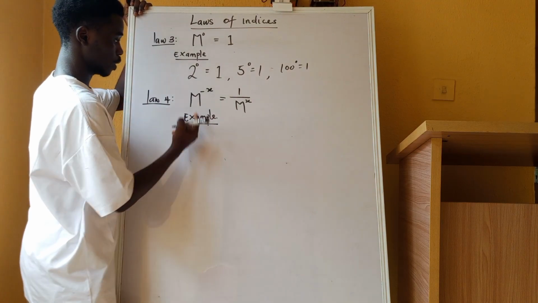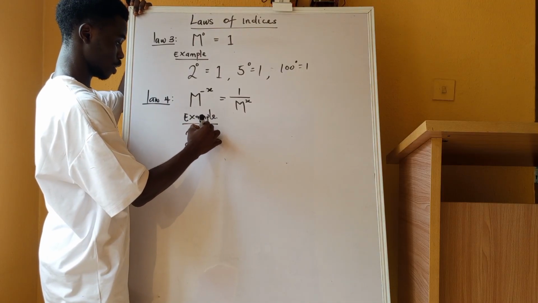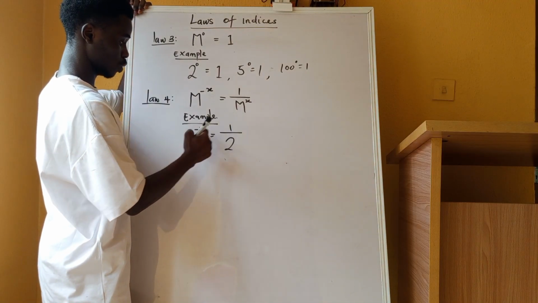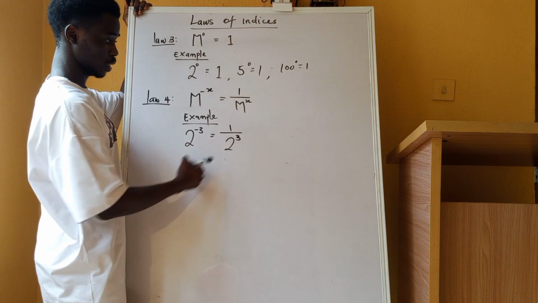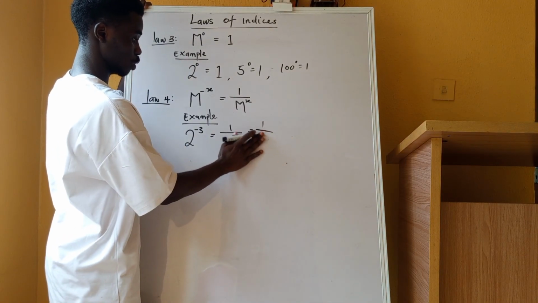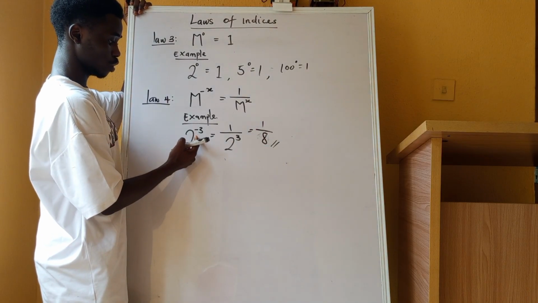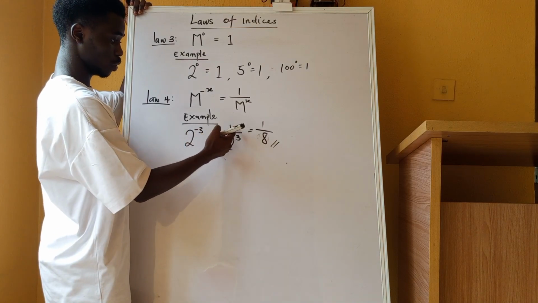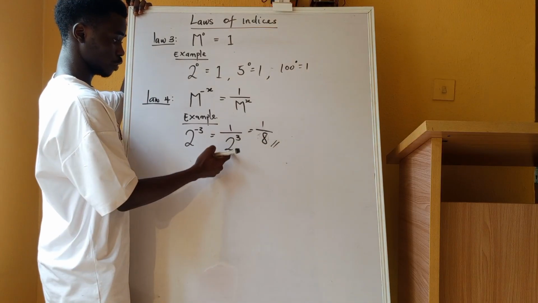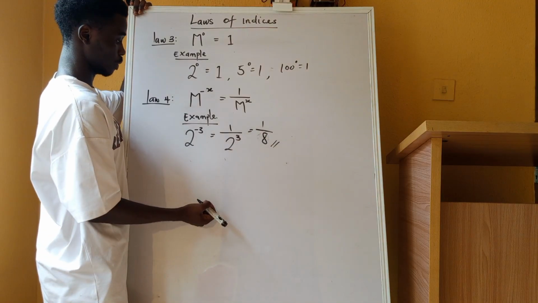So let's see an example so that we can clarify that. We can have 2 to the power of negative 3. So this is equal to 1 over 2 to the power of 3. If you further simplify, 2 to the power of 3 is 8. So 2 raised to the power of negative 3 is equal to 1 over 8, because the negative means 1 over 2 to the power of 3.